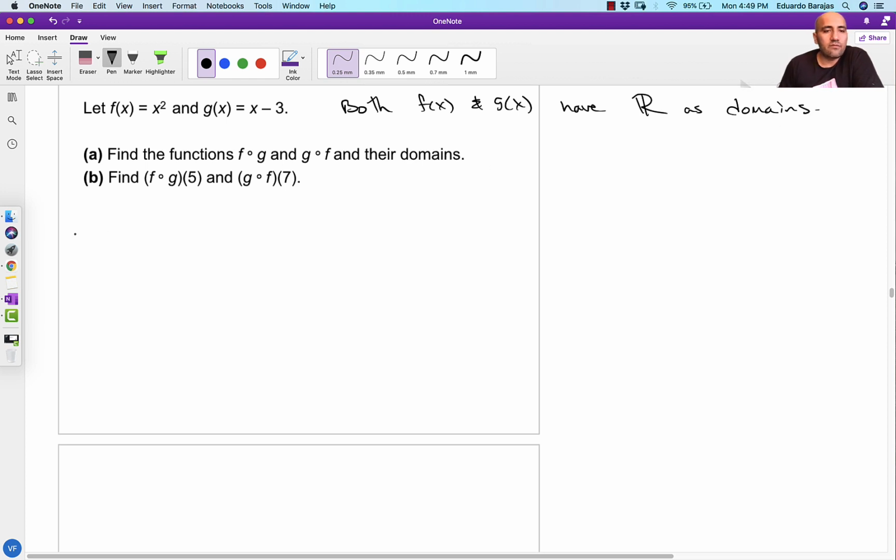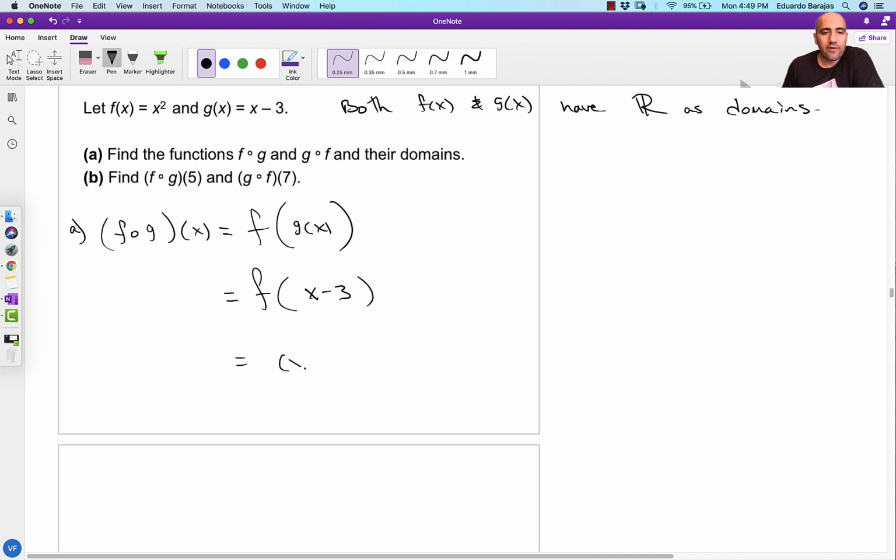Okay, what's the composition function? For part A, we have f composed with g of x. Remember, we start off from the right and move this way. So this is f evaluated at g of x, and g of x is defined to be this right in here, so that's going to be the x minus 3. And now the f function says whatever the input is, square it. So my final result is going to be this squared.